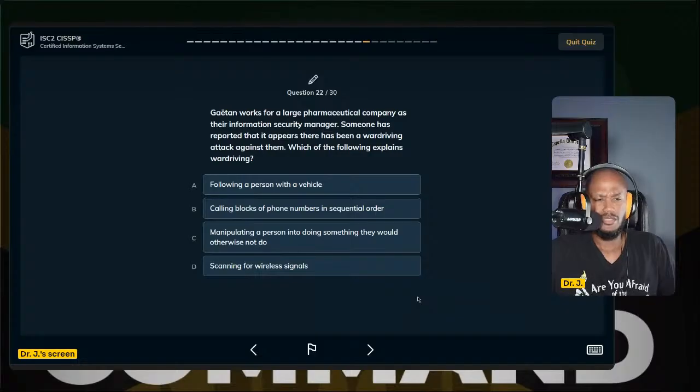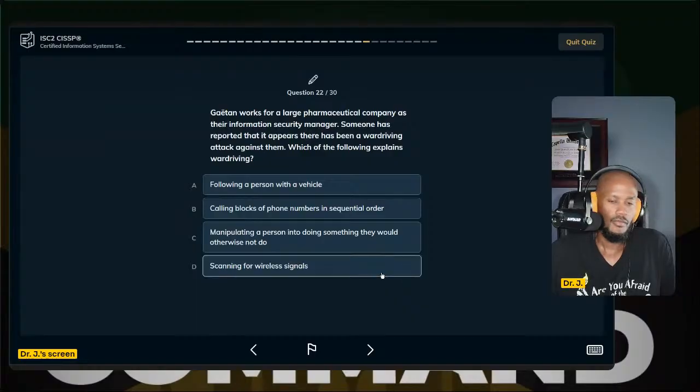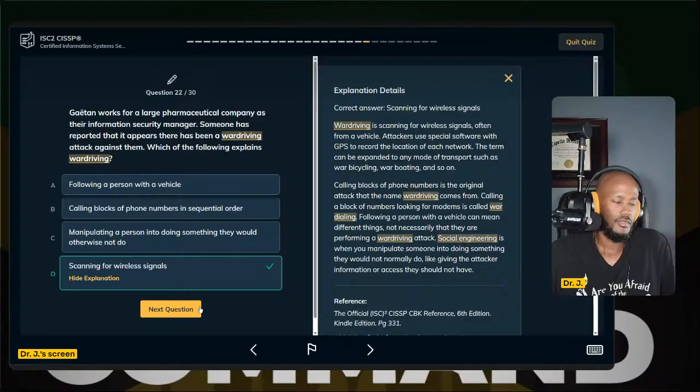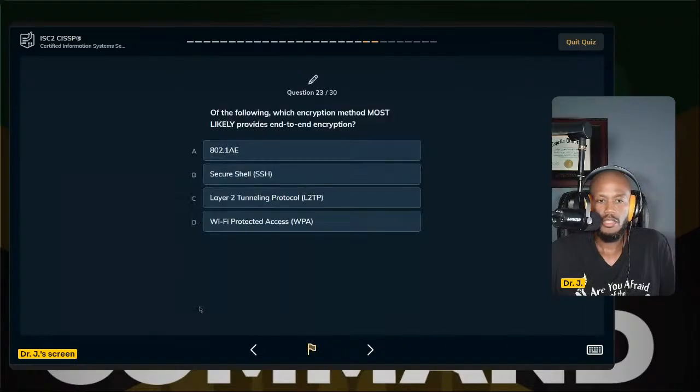All right. Gaetan works for a large pharmaceutical company as their information security manager. Someone has reported that it appears there has been a war driving attack against them. Which of the following explains war driving? Delta. Yeah. Scanning wireless signals. Yeah, that was a layup.